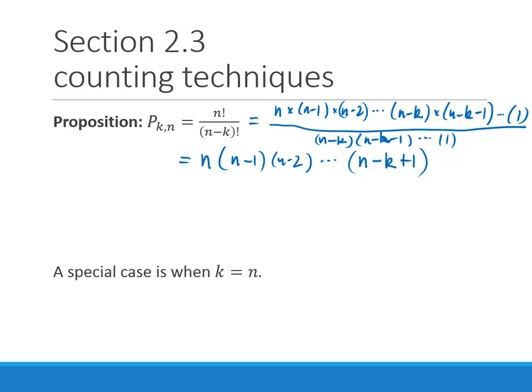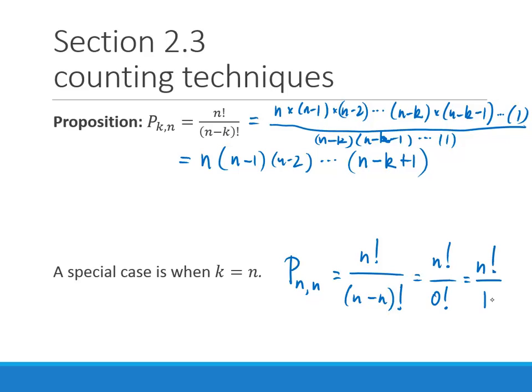Of course, special case is when k is equal to n. So in our notation, we have n items. We're choosing n items out of n items. So this is n factorial divided by n minus n factorial. Just n factorial over 0 factorial, which is just n factorial over 1. So then we're kind of back to our definition of what a factorial is there.